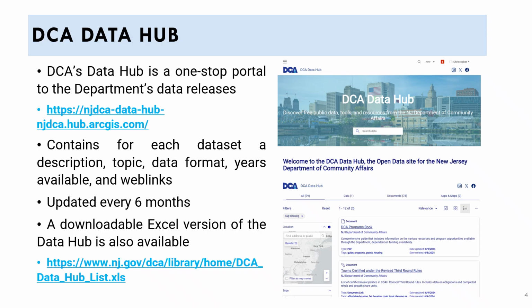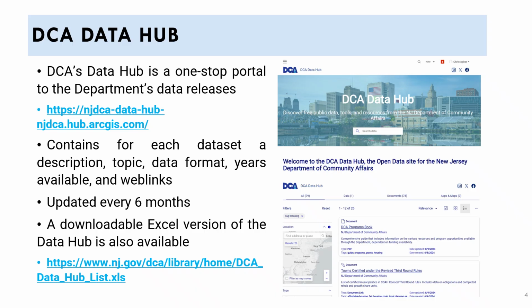First resource I would like to show you is our DCA Data Hub. The DCA Data Hub is the one-stop portal for the department's data releases. We've included the URLs here so you can have one-click access to each of our resources. The Data Hub contains for each data set a description, topic, data format, years available, and web links. We update the Data Hub on a frequent basis, every 6 months.